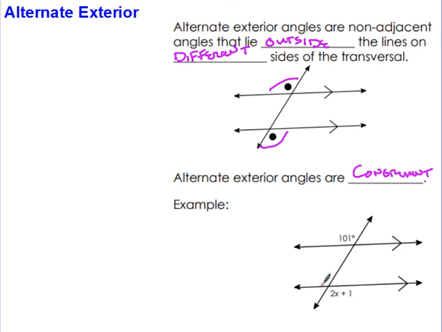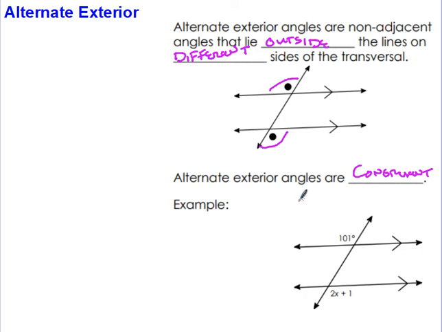Here's your joke. Why are obtuse angles always so depressed? Because they're never right. Am I right? All right, here we go, moving forward.